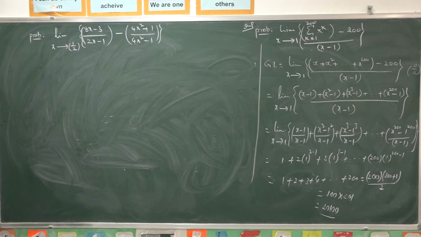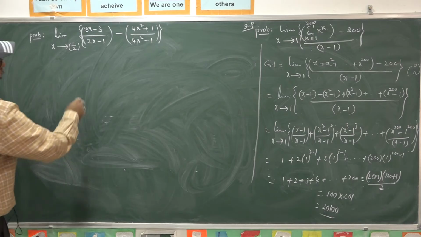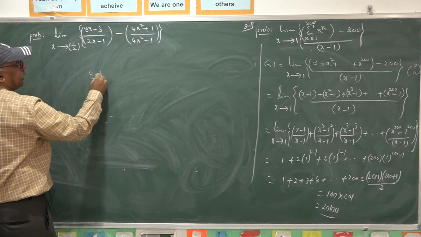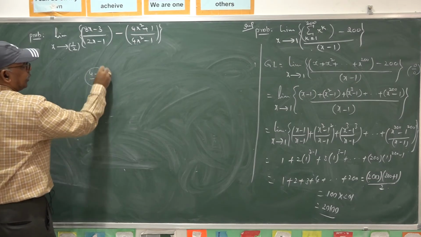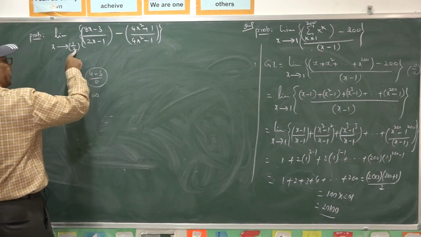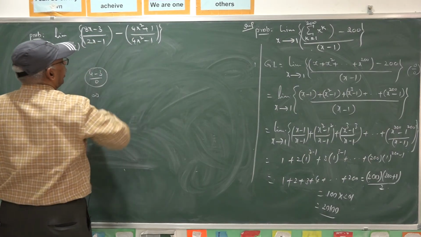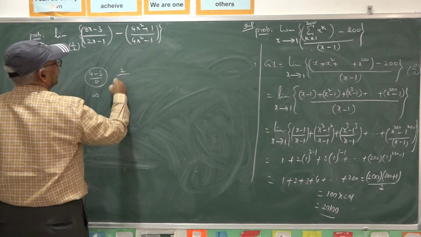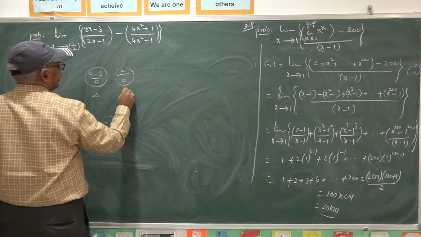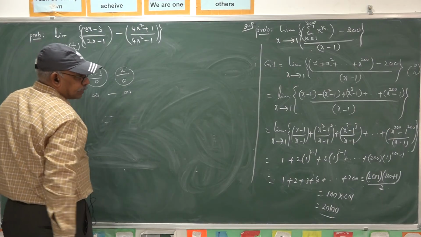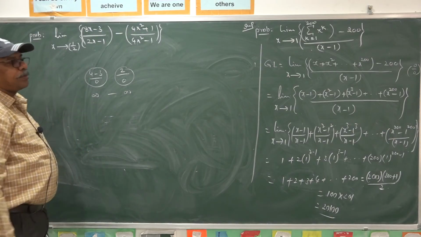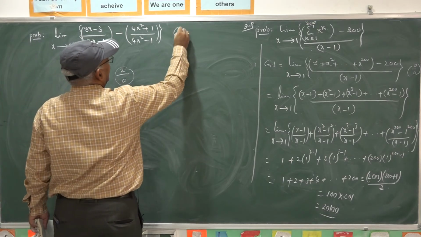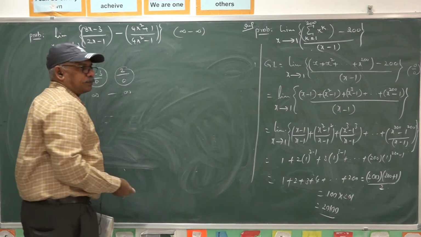Straight away you cannot apply the limit. Once you take the limit, here we get 4 minus 3 by 0, which is infinity. And taking x equal to 1 by 2 here, we get 2 by 0. It is also infinity. You get infinity minus infinity form. Infinity minus infinity is also an indeterminate form. So this is clearly infinity minus infinity form.